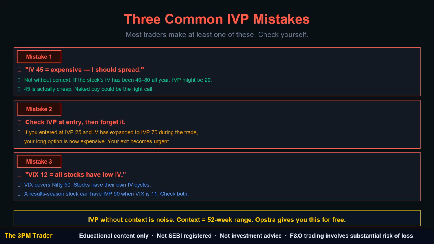Third mistake, applying market VIX rules to individual stock IV. VIX 12 does not mean every stock's IV is low. Stocks have their own IV cycles. A stock in results season can have IVP 90 when VIX is 11. Check VIX for the market, check Opstra for the stock, both, always.